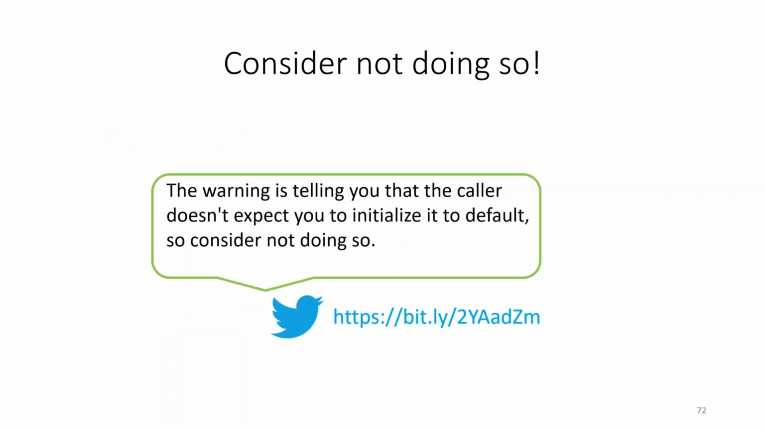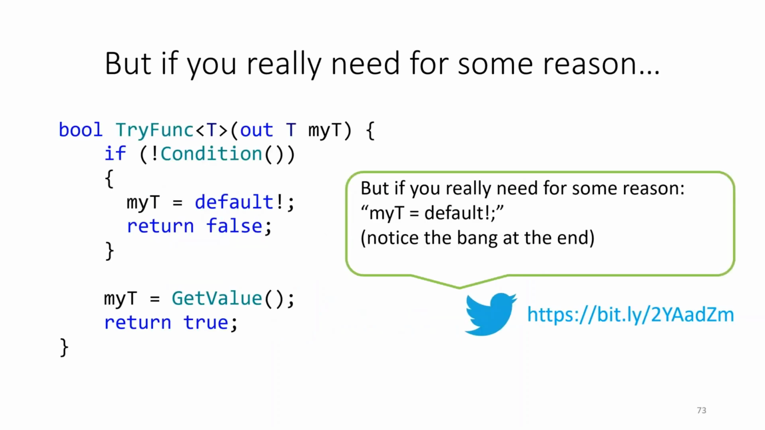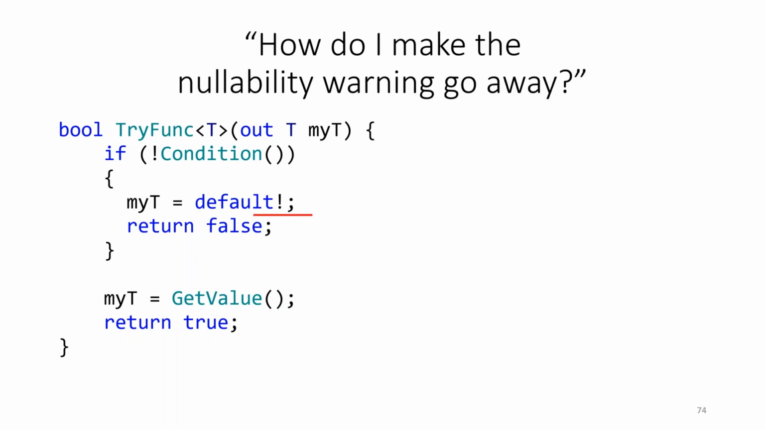And the first answer on Twitter was: consider not doing so. The warning is telling you that the caller doesn't expect you to initialize it to default, so consider not doing so. And this is a good advice, not to lie to the compiler, but probably doesn't help you a lot if you are really going to write this function. So there was a second part. If you really need for some reason, you can suppress the nullability warning by using the exclamation mark at the end, and you'll add this single symbol, and it will suppress any nullable warnings on this line.